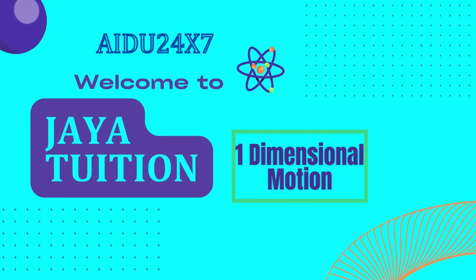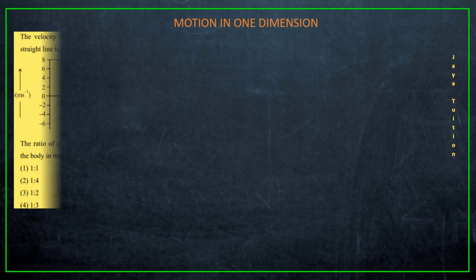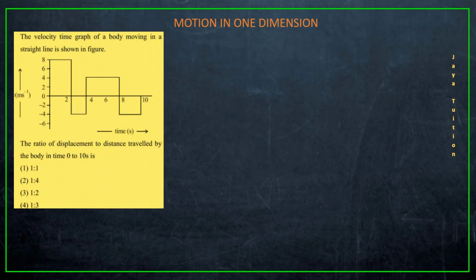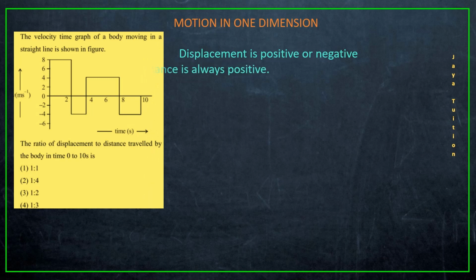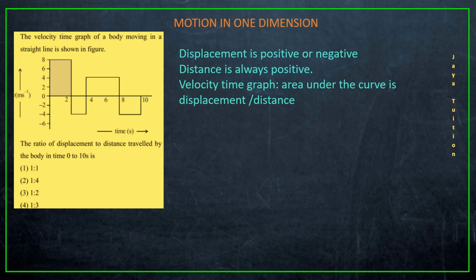In this video, we are going to discuss the questions which have come in JEE Mains 2023. To begin with, the first question asks us to find the ratio of displacement to distance traveled by a body between 0 to 10 seconds. Displacement is positive or negative, whereas distance is always positive. In the velocity time graph, the area under the curve is displacement or distance.